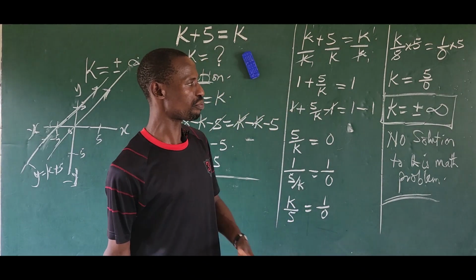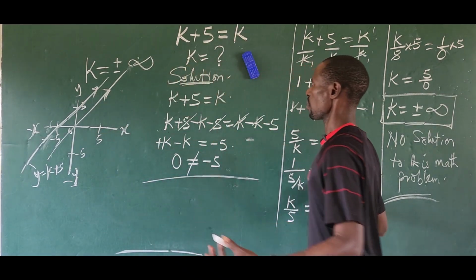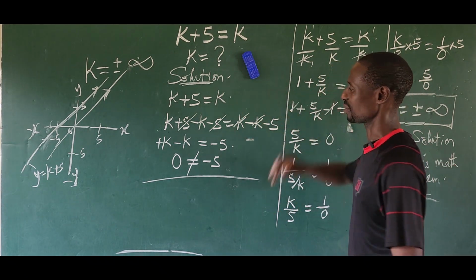I brought this just to prove that if you plot the graph, it's going to give you infinity. So how do we solve for that infinity graphically and algebraically? That is the essence of this video.